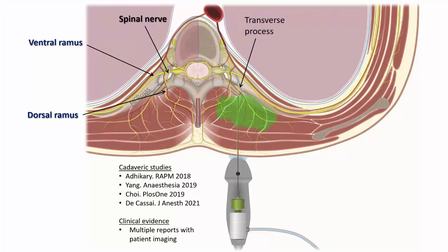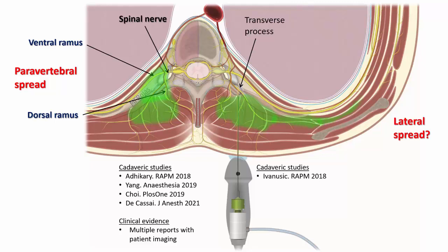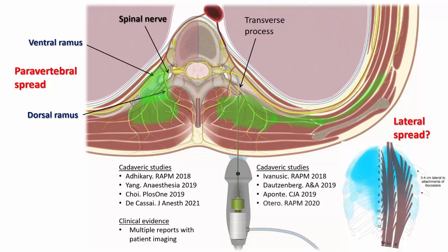One of the main controversies early on centered around whether the injectate spreads anteriorly into the paravertebral space, as we initially claimed, a hypothesis that was supported by several cadaveric studies, or whether injectate only spreads in the superficial tissues, perhaps involving the lateral cutaneous branches, which is what other cadaveric studies subsequently reported. However, this didn't match with what we observed in actual patients.